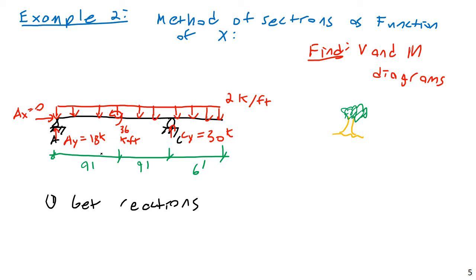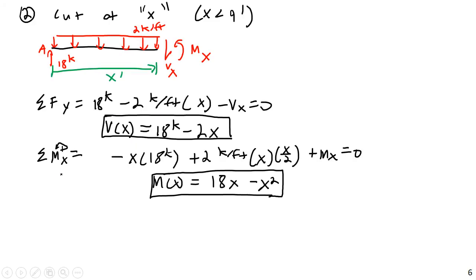So as a reminder, we do not reset the origin. You might be tempted to cut here and say, oh, this point here is now 0. No, we keep it at 0 here. That way our final piecewise function will be compatible.